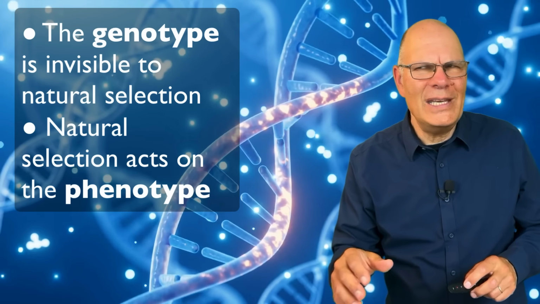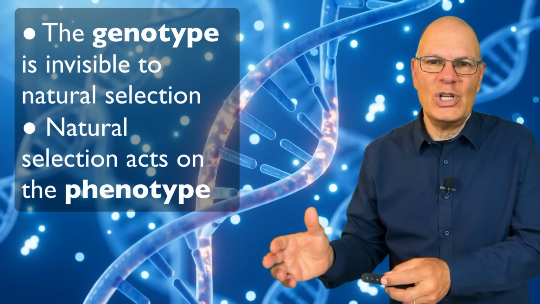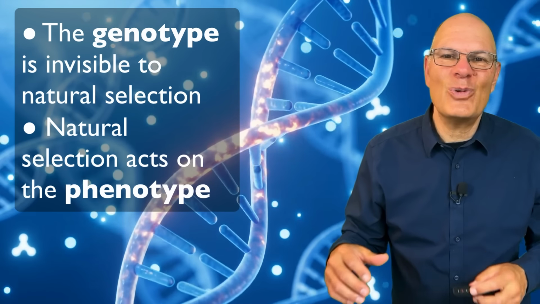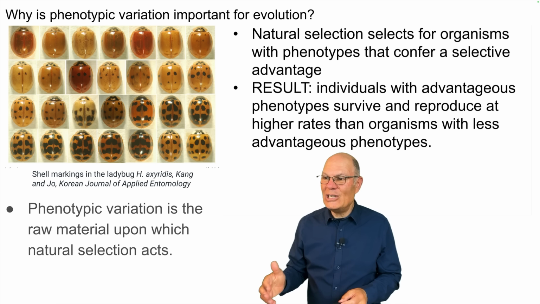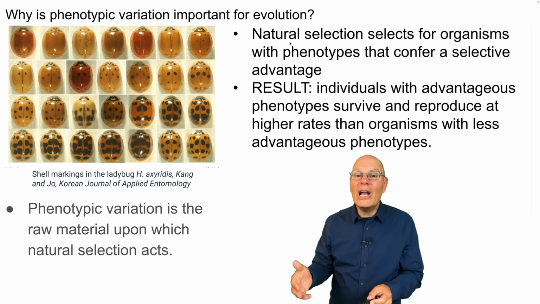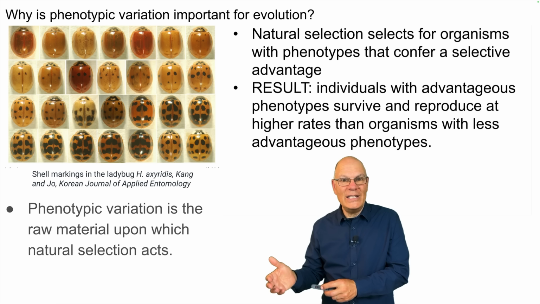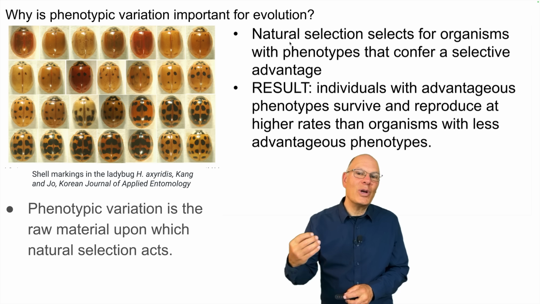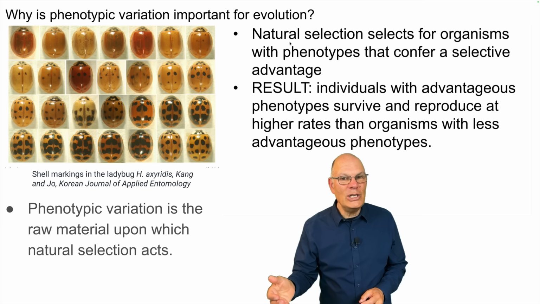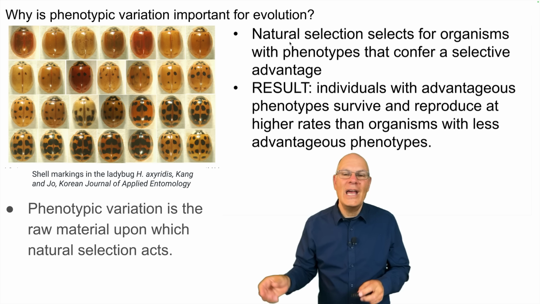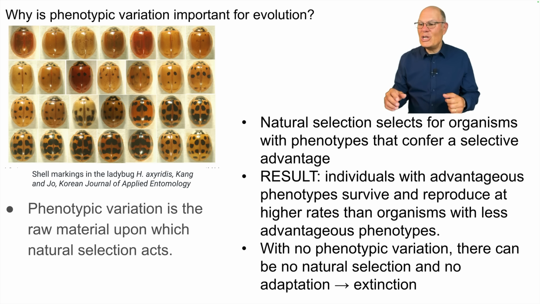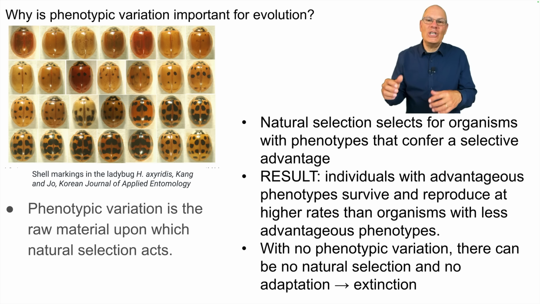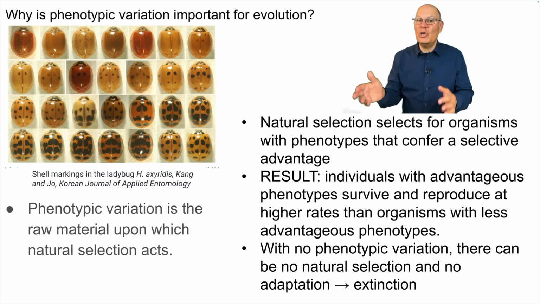Remember that the genotype is invisible to natural selection. What natural selection sees, what natural selection acts upon, is the phenotype. And the result is that individuals with advantageous phenotypes survive and reproduce at higher rates than organisms with less advantageous phenotypes. Now, as those organisms reproduce, they're passing along their genotype, but that's somewhat of a secondary effect. Natural selection acts upon phenotypes. And note that with no phenotypic variation, there can be no natural selection and no adaptation. And that's why loss of variation is so dangerous to a species and can often lead to extinction.